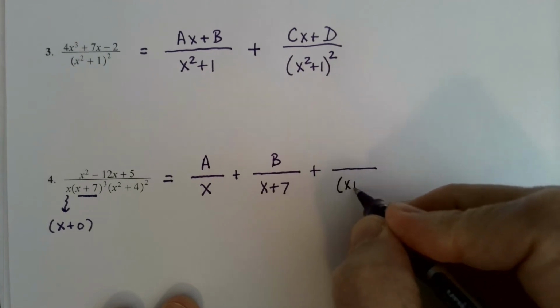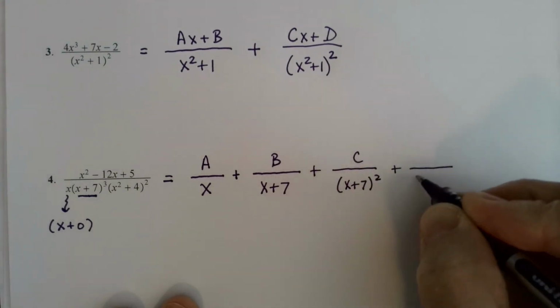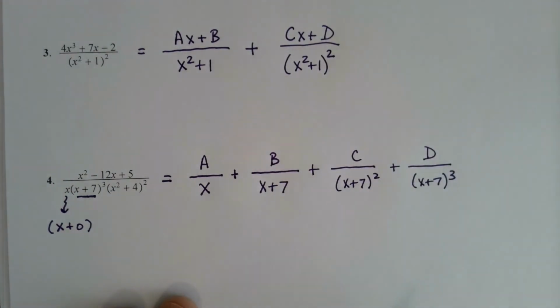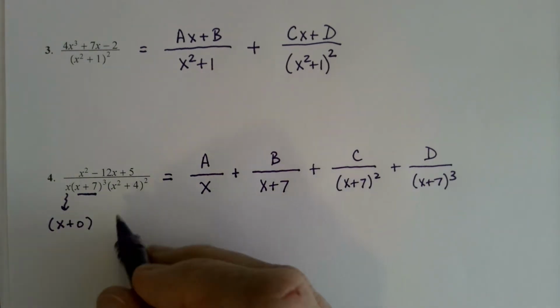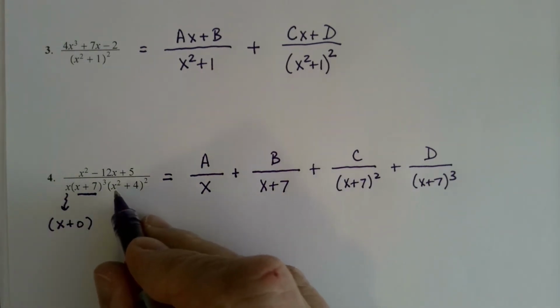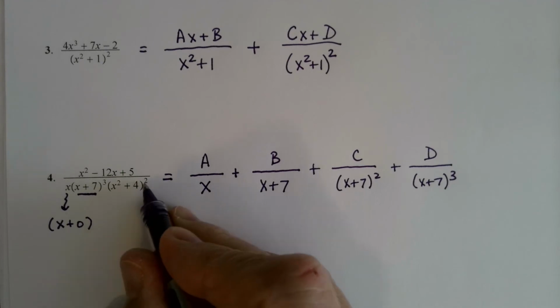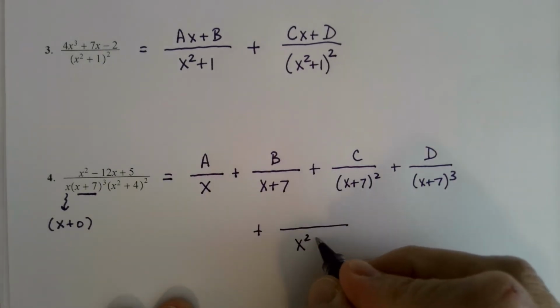X plus 7 squared, and x plus 7 cubed. Okay, so we got 3 from just that one. And then the last factor here is quadratic. X squared plus 4 is prime, can't be further factored, so that's degree 2. And it's squared, right? So there's 2 of them. So I've got 1 x squared plus 4.